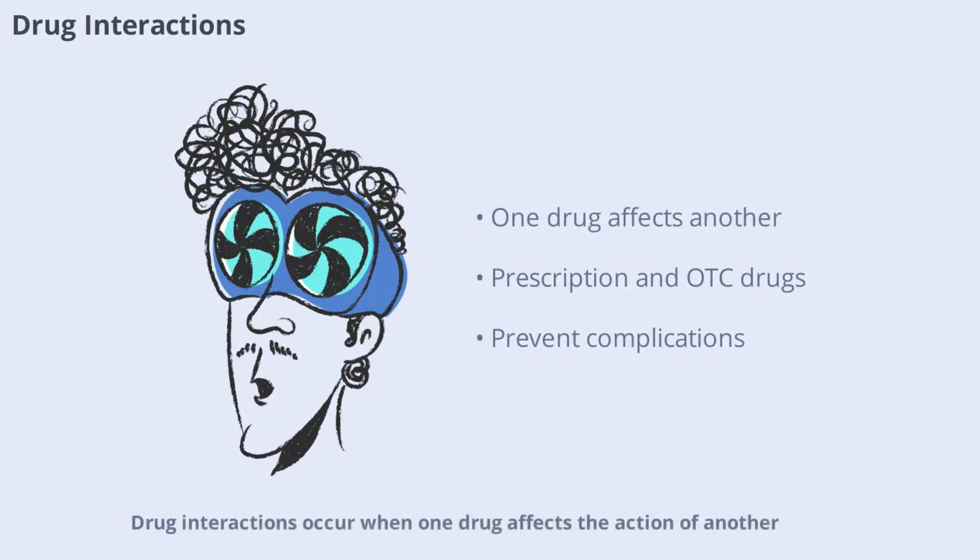Drug interactions occur when one drug affects the action of another, leading to increased or decreased effectiveness or unexpected side effects. These interactions can happen between prescription medications, over-the-counter drugs, or even supplements. Understanding potential interactions helps prevent complications and ensures medications work as intended.